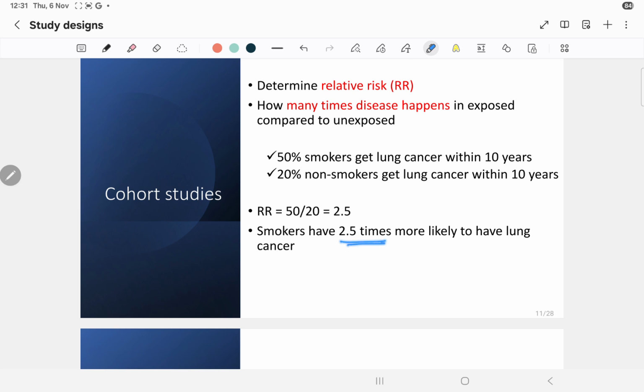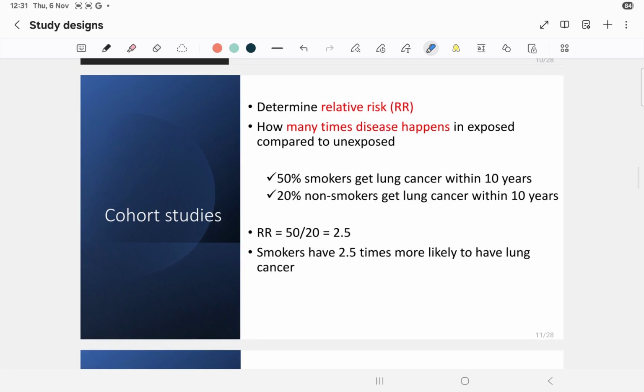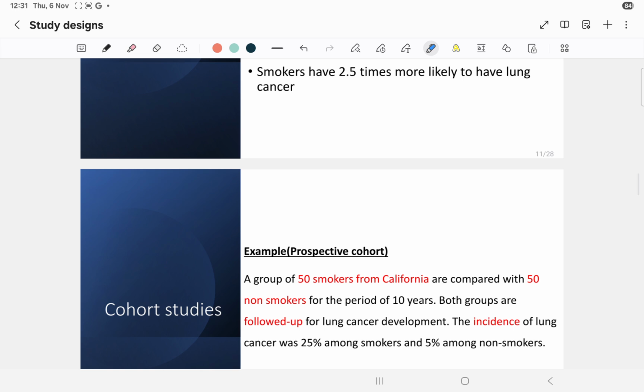Smokers are 2.5 times more likely to have lung cancer. This is what relative risk tells us, how many times exposed individuals are more likely to get the disease as compared to non-exposed individuals. So if you want to see more details on relative risk, you can go to my risk quantification video and I have discussed that in more detail. Everything: relative risk, attributable risk, etc.